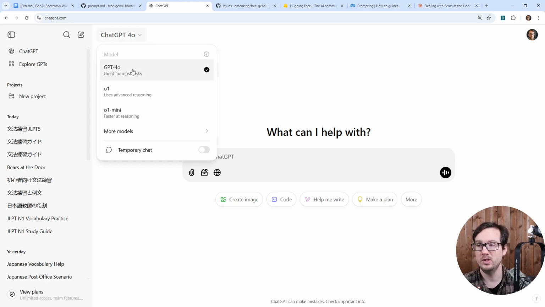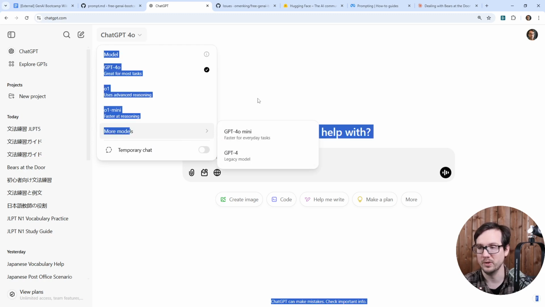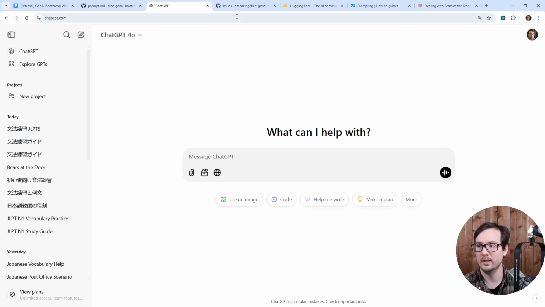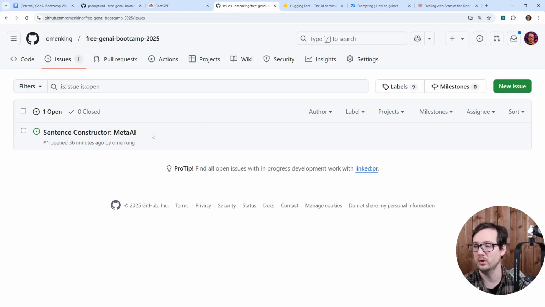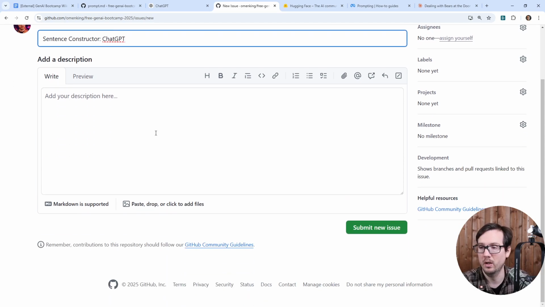I'm going to be using GPT-4o. If you want to use O1 mini or even an older model, you absolutely can. But let's go ahead and get started. I'm going to create a new issue, and this is going to be Sentence Constructor. This time we're going to be using ChatGPT. I'm going to leave this open to whatever you want to call it, 4o mini or whatever. Or if you can't even do this, just document the best you can of what you have here.